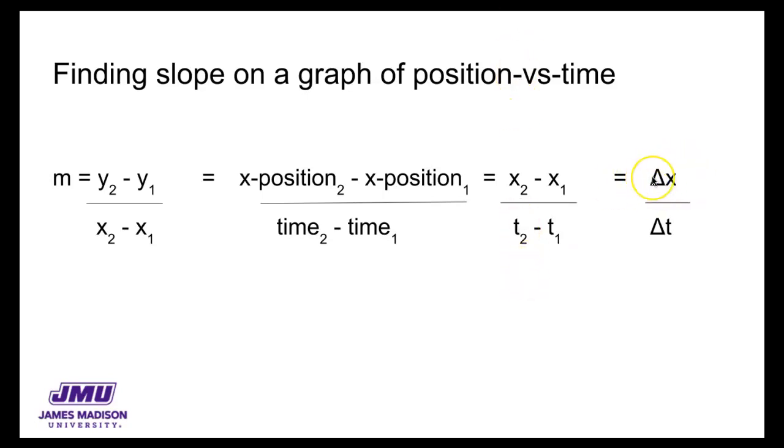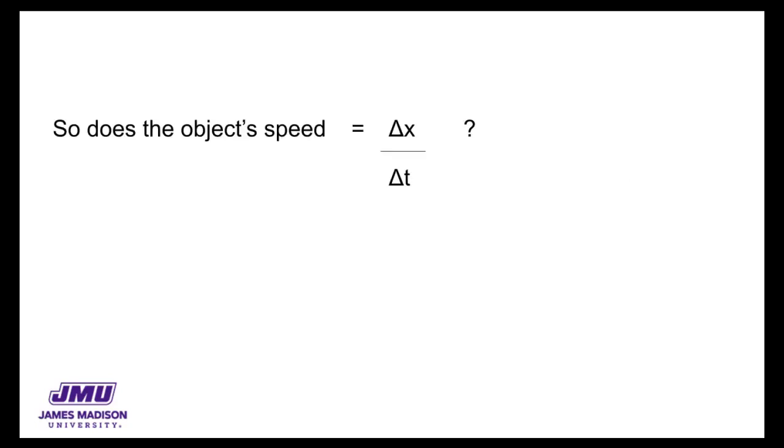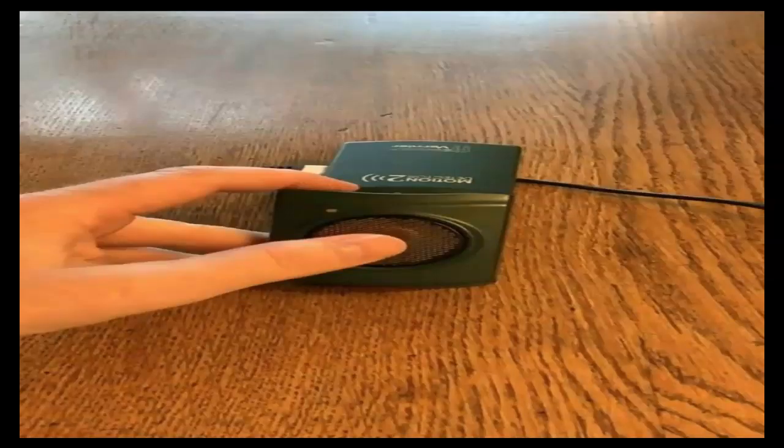Anytime you see the delta, and we're going to use it a lot in physics class, if delta x means x2 minus x1, you need two values. And delta t is t2 minus t1. You need two values of whatever the variable is in order to calculate what the delta of that is. So is the object's speed the slope of the graph, delta x over delta t? Slightly more complicated than that.